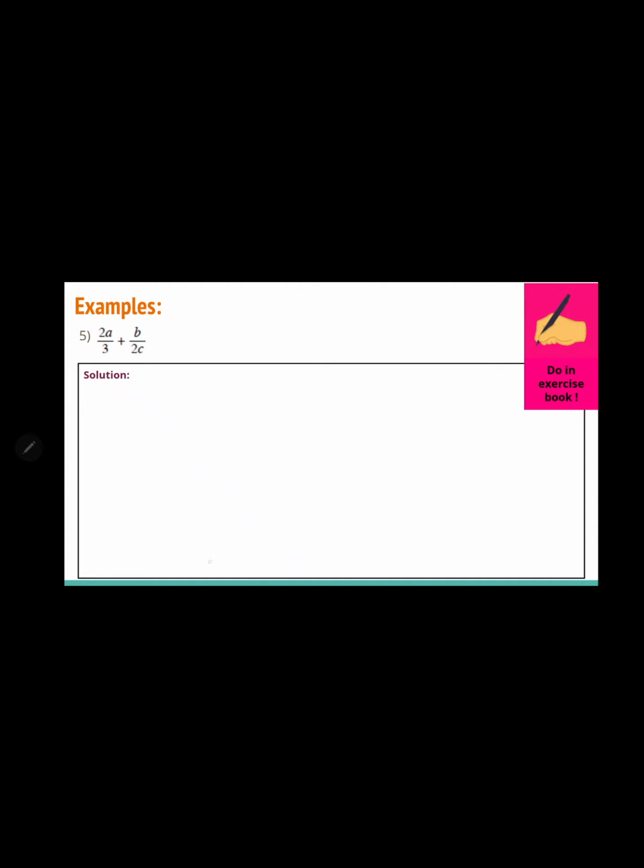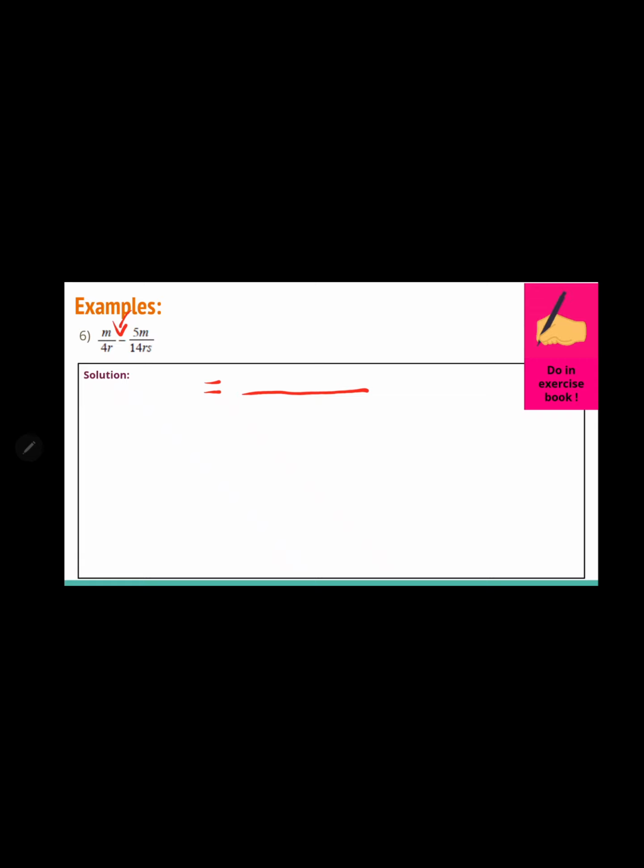Okay, so now example 6. Example 6 is a bit harder. We go slowly, from simple to harder ones. It's not that hard actually. The focus here is the negative. Whenever you see a negative, you have to remind yourself, I have a negative, and be extra careful.